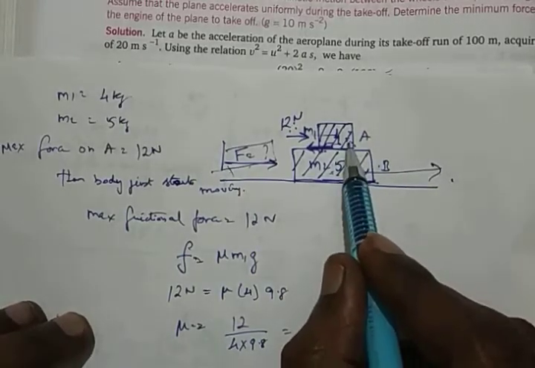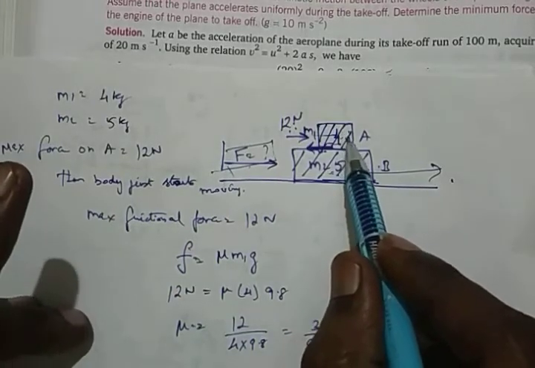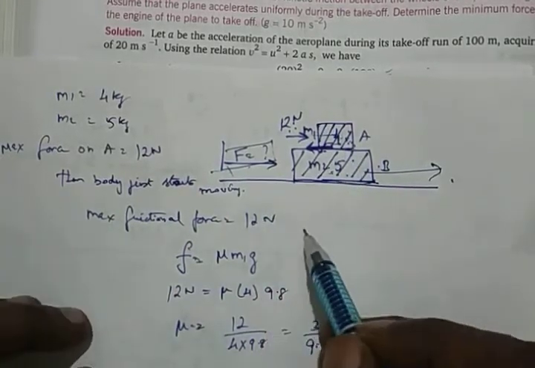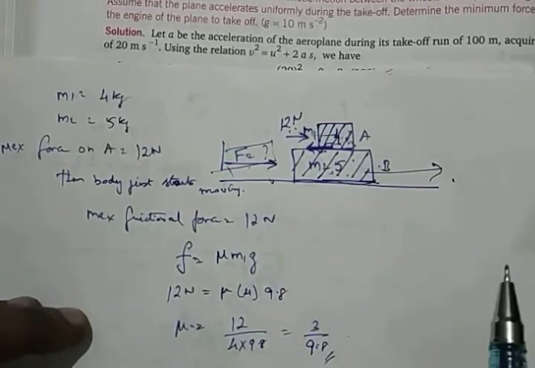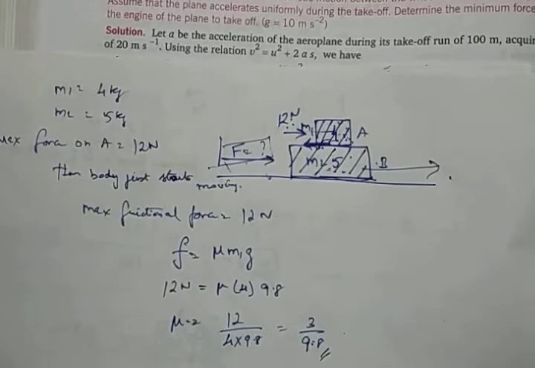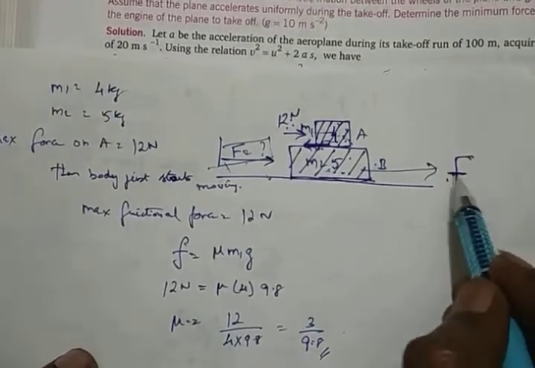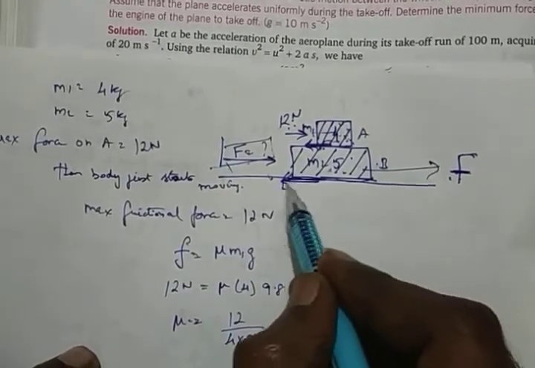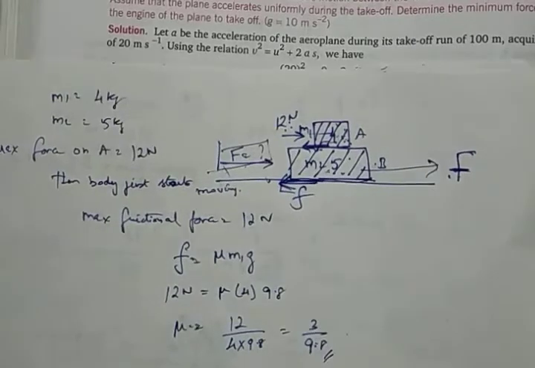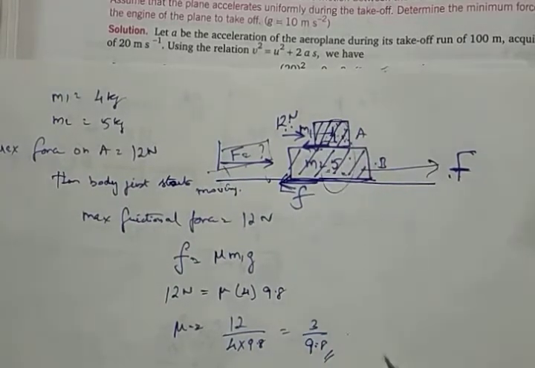When A is just on the verge of moving, it will not be able to go beyond that. If you give more force, then it will start moving and it will fall down. A and B should be together. So the force when you apply on this body, there will be another frictional force here. And that frictional force is a combination of both of the masses, which will be together.